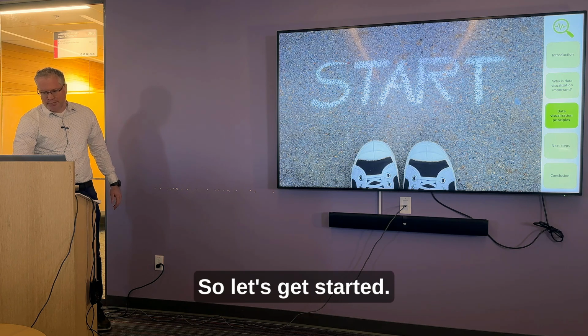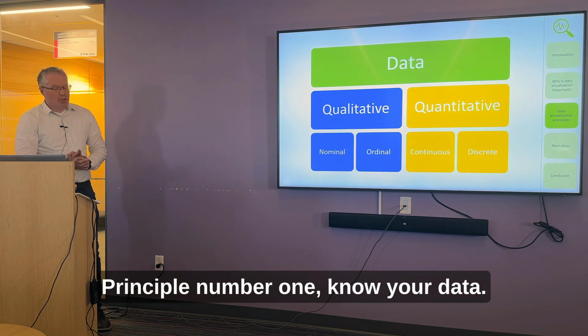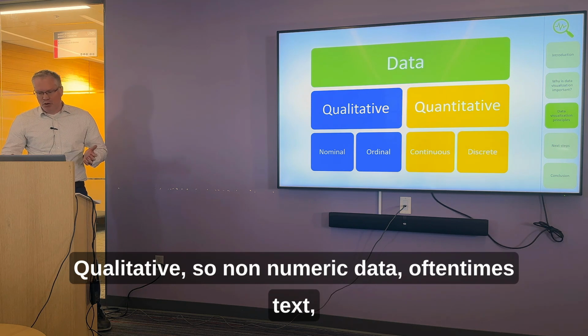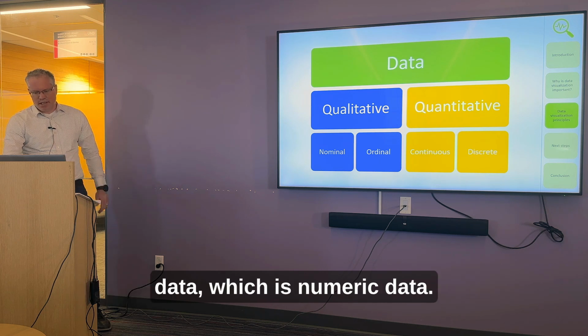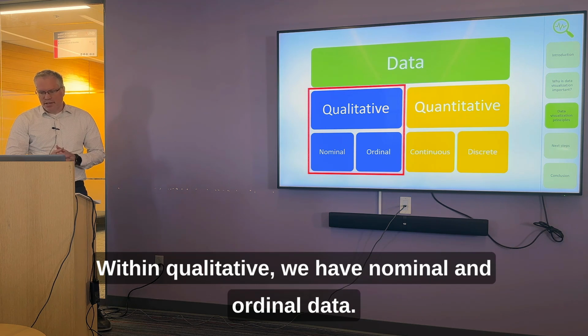So let's get started. Principle number 1. Know your data. There are 2 types of data: qualitative, so non-numeric data, oftentimes text, but also photos and videos, and quantitative data, which is numeric data. Within qualitative, we have nominal and ordinal data.